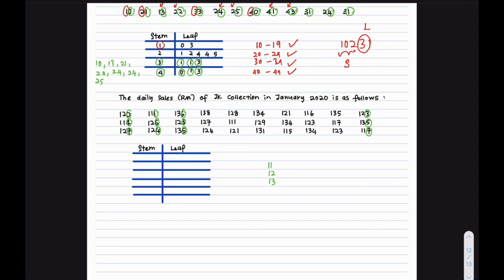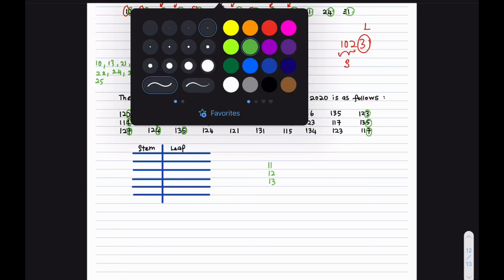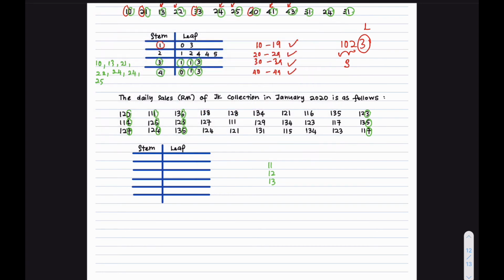And do we have 14? No, we don't have 14 here. Okay, so our stem will be 11, 12 and 13. Okay, so it depends on you untuk pilih interval.